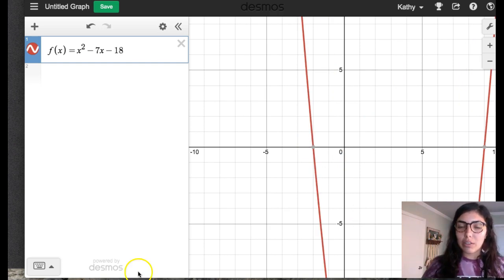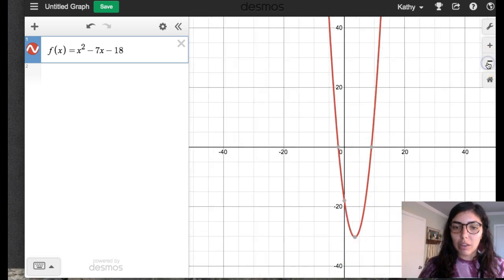And Desmos has graphed this for me. We see the entire quadratic. If I were to zoom out there, we have the vertex, we have the y-intercept, but I don't care about those. When we're solving, we're looking for the x-intercepts. We're looking for the rocks. So for this one, based on the graph, our solutions would be negative 2 and 9.